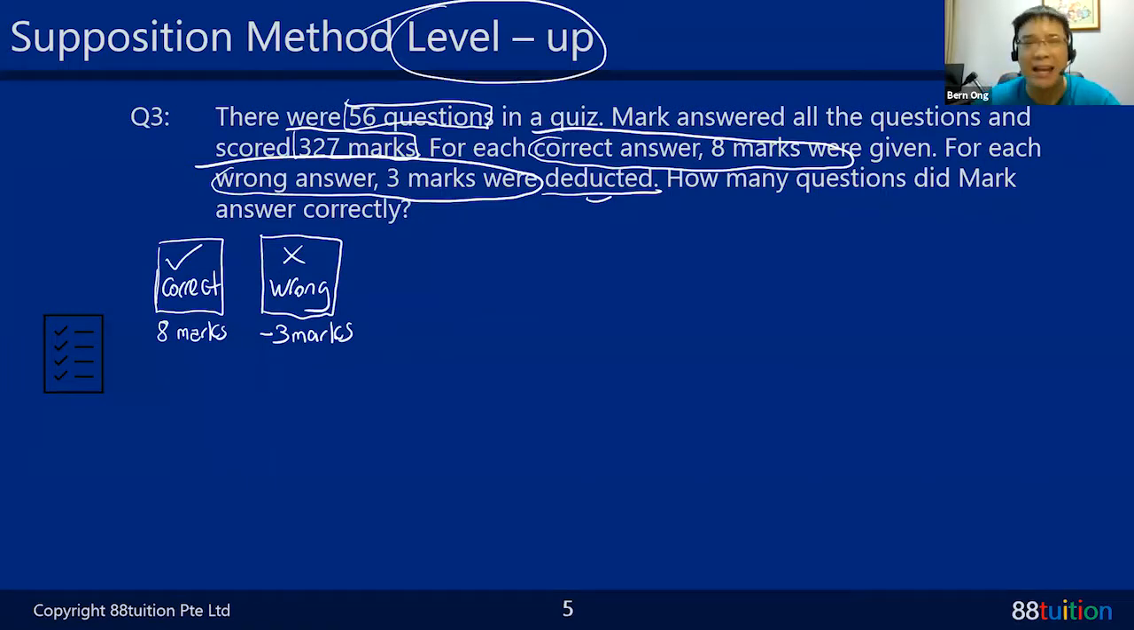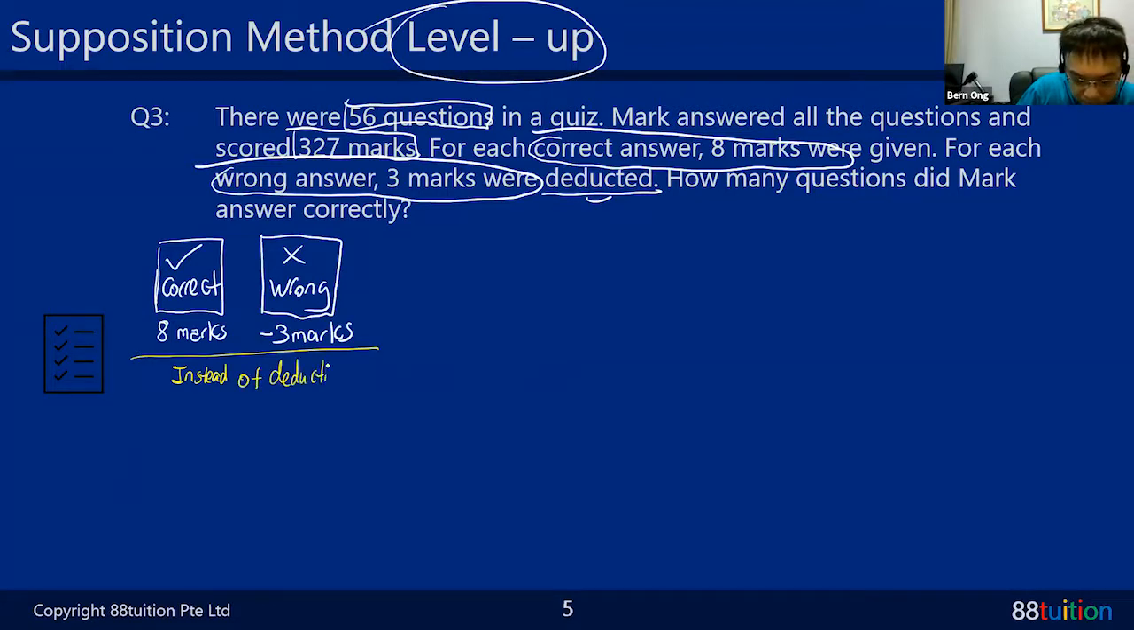But say I'm the teacher. I don't want to bully you. Instead of deducting your 3 marks, I give you 8 marks. Can you see? So remember this game. Instead of deducting 3 marks from you, I'm your teacher, so I don't want to cheat you. So I give you 8 marks instead.